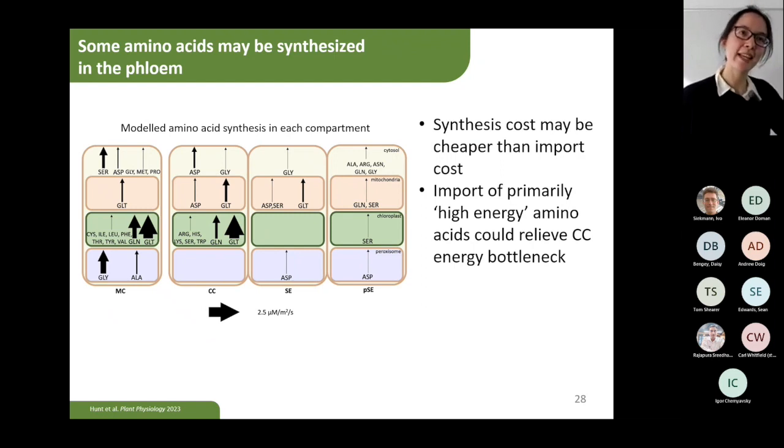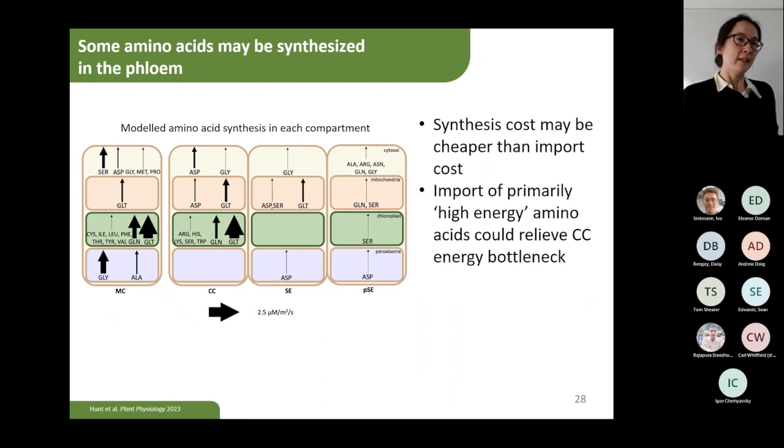One other small result from this model is that it's also possible that companion cells are getting energy from amino acid synthesis. I think I very briefly mentioned earlier that phloem sap has both sugars and amino acids in it, primarily sucrose and amino acids. And a lot of these amino acids we expected to be synthesized in the mesophyll cells, because they've got all the energy and all the carbon fixation, and really all the resources to synthesize them.